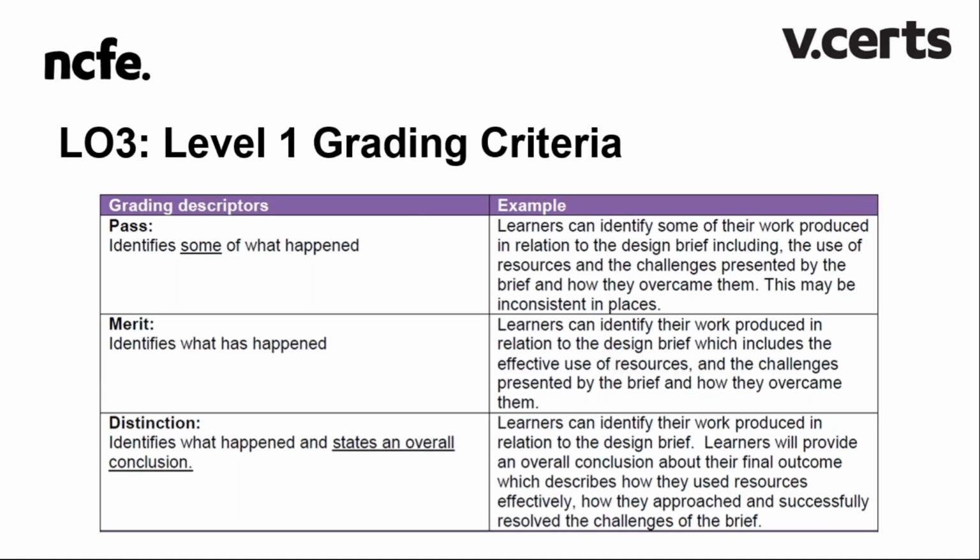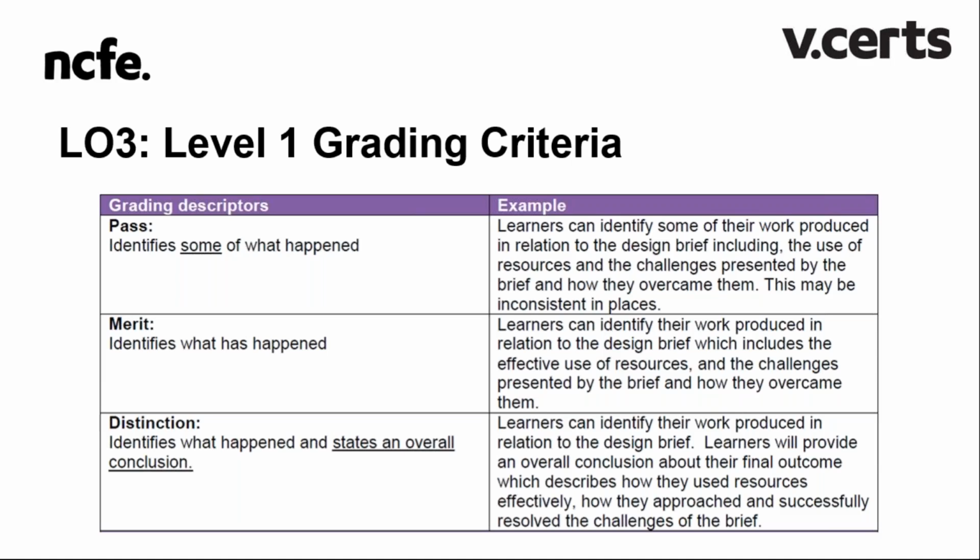And then moving on to the level 1 criteria, again, same approach, but they wouldn't be looking for that additional bullet point at the start of these few slides. They'll need to identify some of what's happened, and identify what's happened for merit, so a little bit more of those 3 bullet points there. If they identify some of what happened for a pass, they might just do 1 or 2. For a merit, they would include the 3. But again, it's still identify.